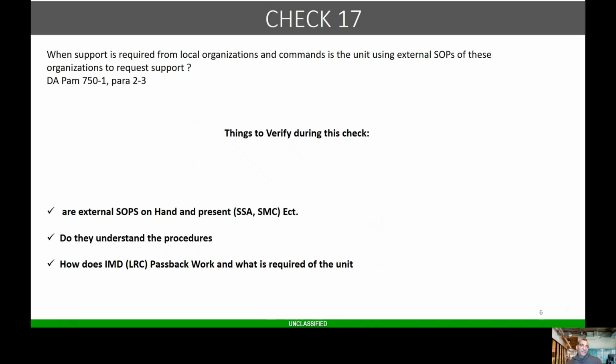So let's talk about check 17. When support is required for local organization commands in a unit using external SOPs, these organizations should request support. Certain things I look for in this check are external SOPs on hand, the SSA, the SMC, LRC, IMDE, and so forth. If there are external organizations they're using, do they have an SOP present, right? Do they understand the procedures, how a passback memo works? Does it go to brigade? Does it go to division and so forth, right? So just keep that in mind.